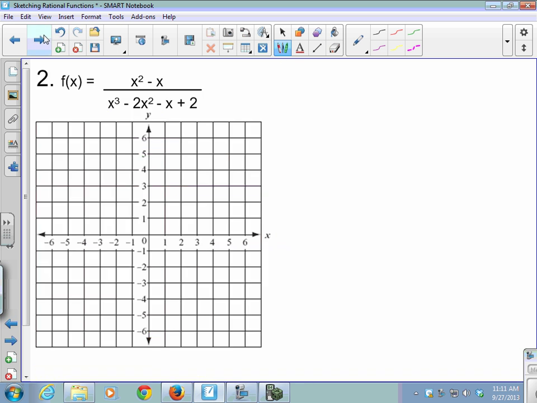Alright, number 2. For this one, if I'm trying to find holes, I'm going to have to factor and cancel. So to factor the top, I'm just going to factor out a GCF. That's going to be x minus 1.